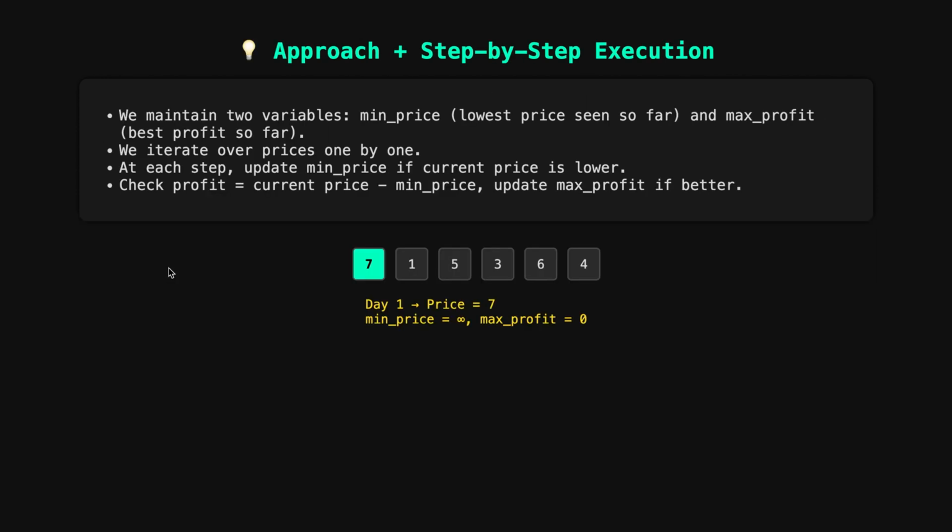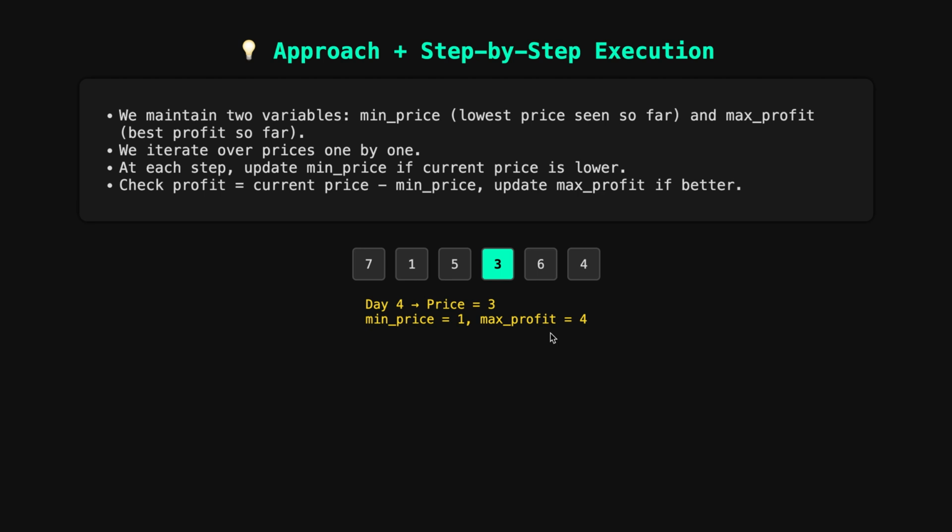What we essentially need to do is to buy on the day when the price is minimum and sell on a future day when the price is higher than this buying price. There can be several such transactions that could be possible, but we need to find the transaction that gives us the maximum profit. So we simply traverse the input array, looping over every element which represents the price on that particular day, from left to right. And while doing that, we will maintain two variables: min price, which keeps track of the lowest price we have seen so far, and max profit, which keeps track of the highest profit we have achieved.